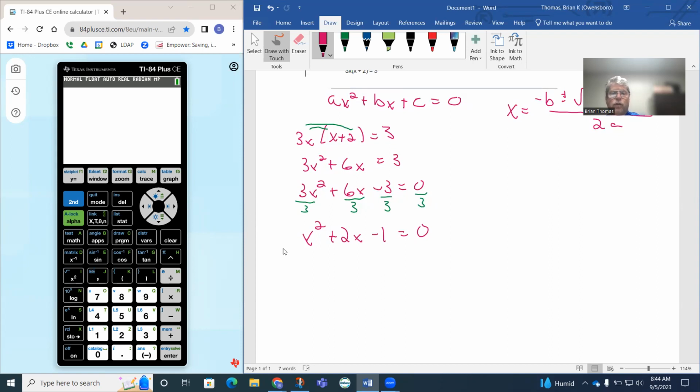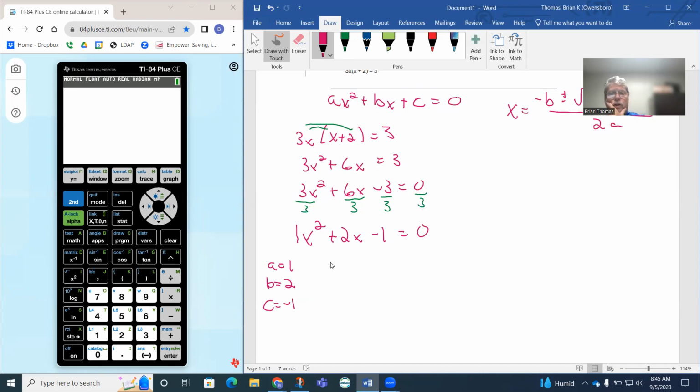So to use the formula, the a is the coefficient in front of x squared, so a is actually 1. The b is the coefficient of the linear term, the coefficient of the x. So this 2 is the coefficient of the x, so b is going to equal 2. And then c is the constant, so that's negative 1.